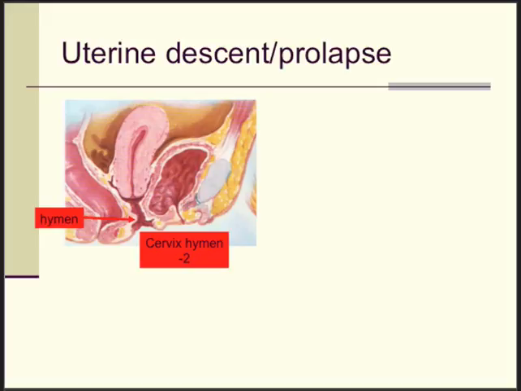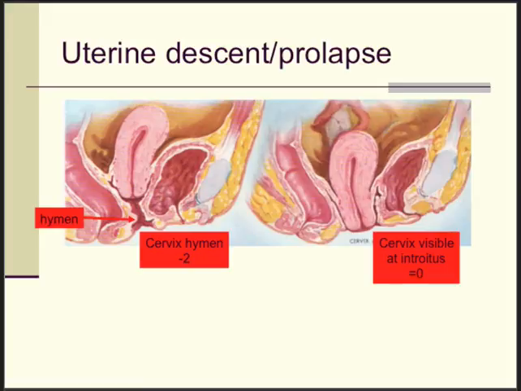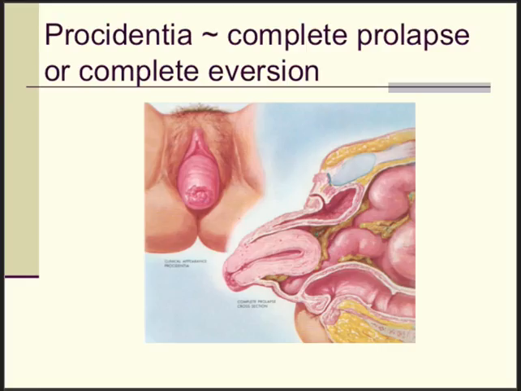Of course, we will determine the severity of the prolapse, the severity of the anatomical variation, when she is pushing. Here we could see a cervical prolapse at the level of the introitus, that would be 0. This is a so-called procidentia, or a complete prolapse, or a complete eversion.